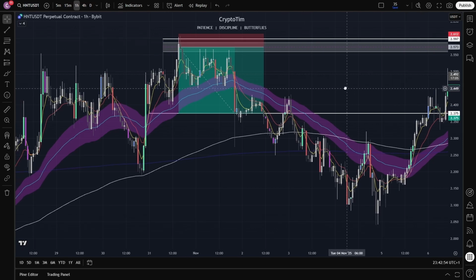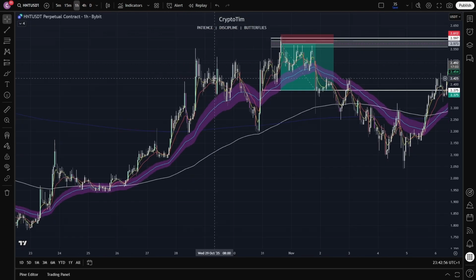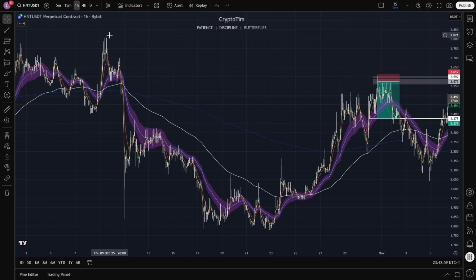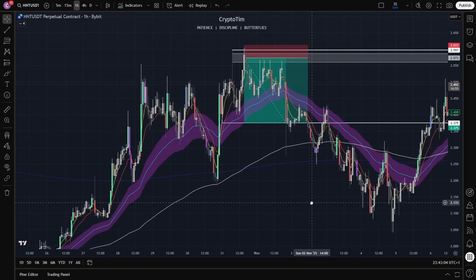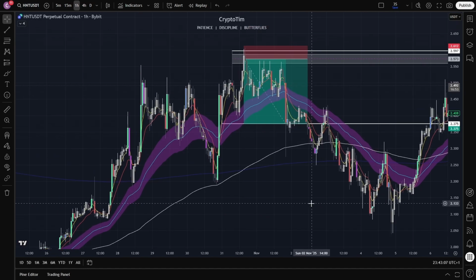Tight stop loss. If they wanted to go higher, we should have looked for a re-entry probably at these levels, but they didn't, so we got our trade. That's all that matters. So that's everything to this trade.